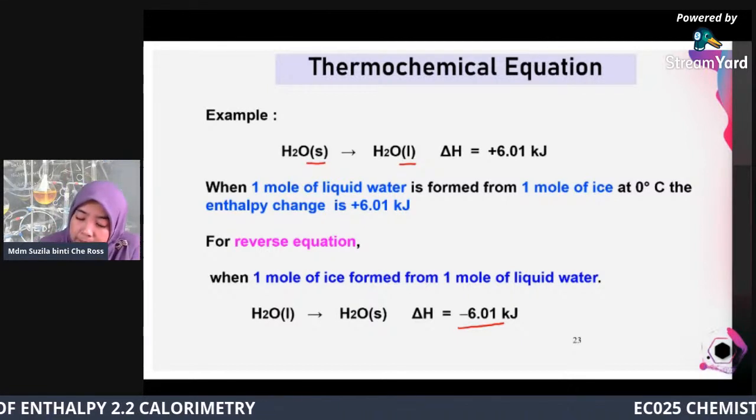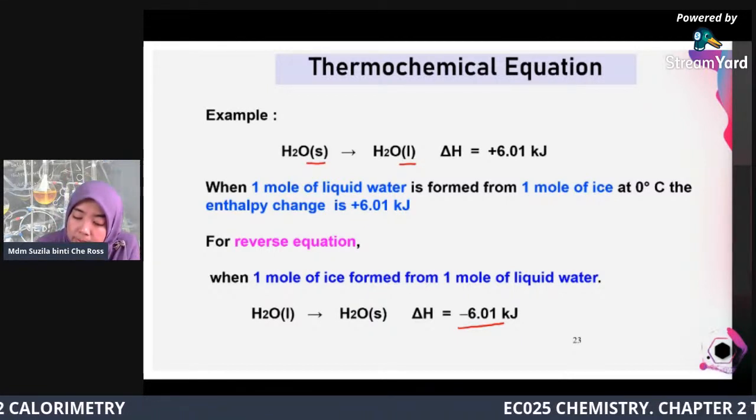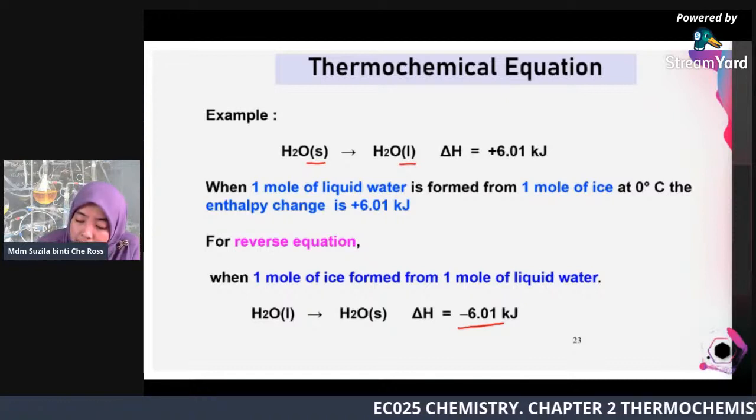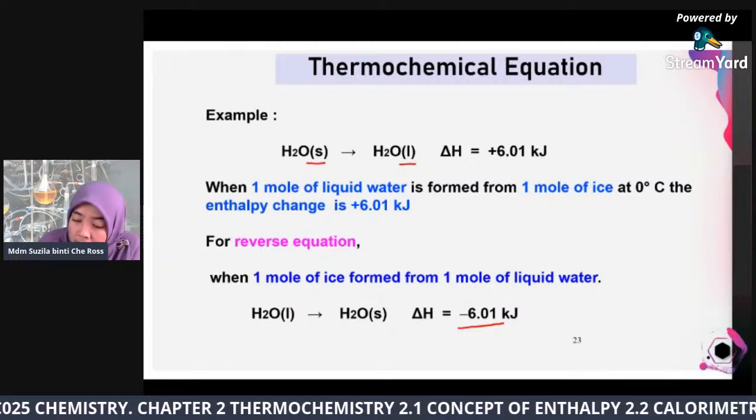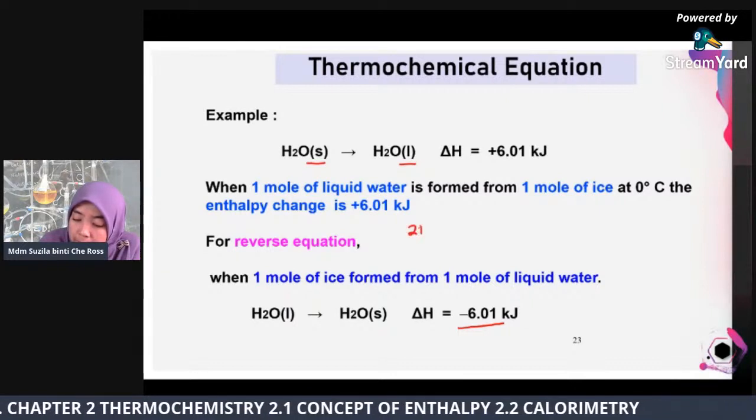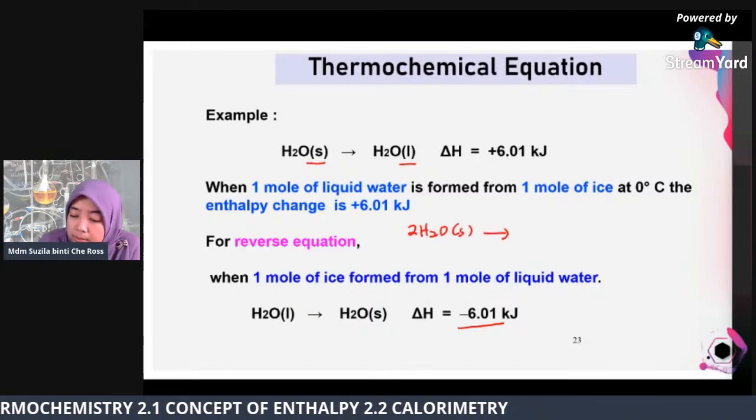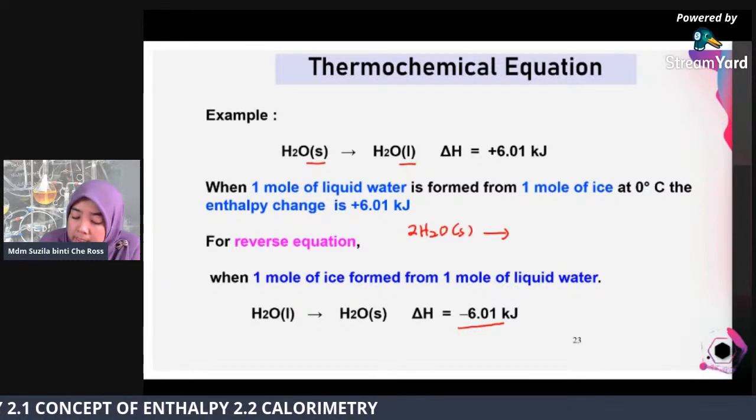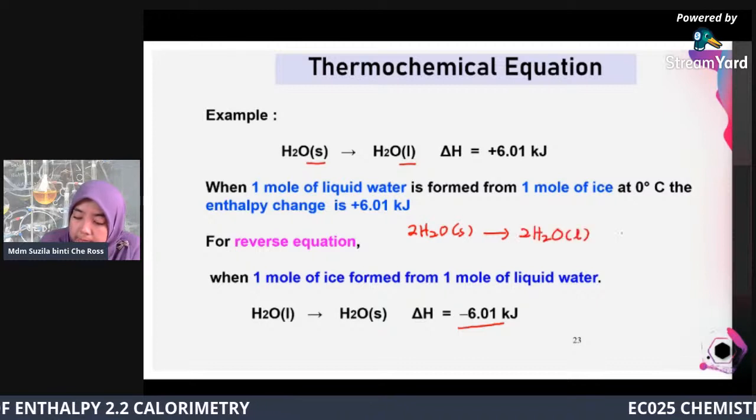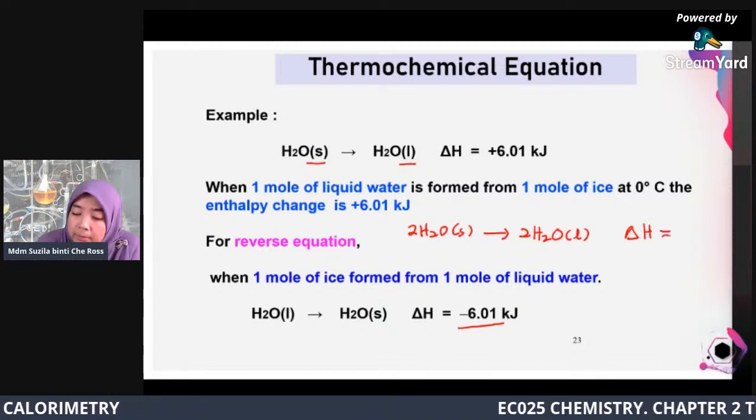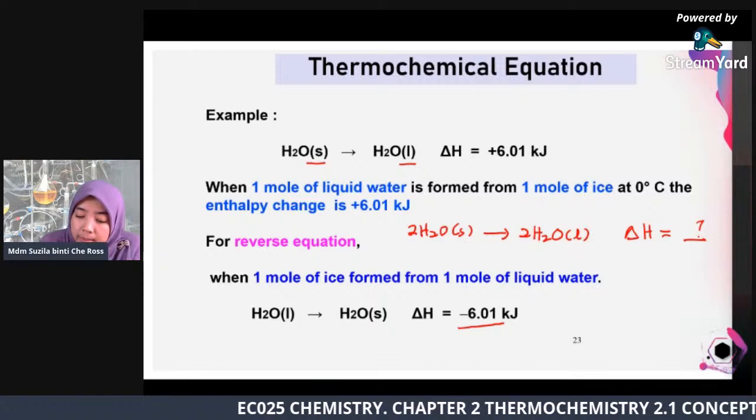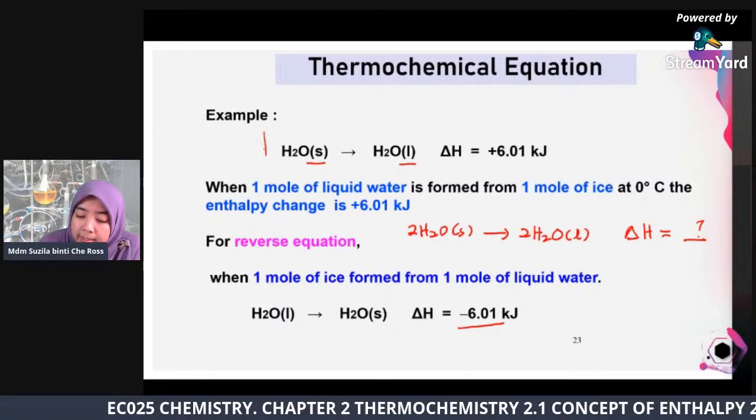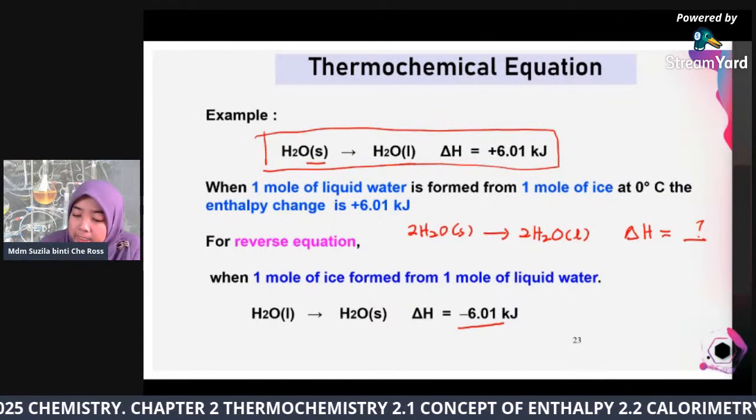Another example that we can use with a thermochemical equation is, let's say we have 2H2O solid becoming 2H2O liquid. So what about the delta H here? Okay, then we just compare the original given equation with the one that we want to find the delta H for.